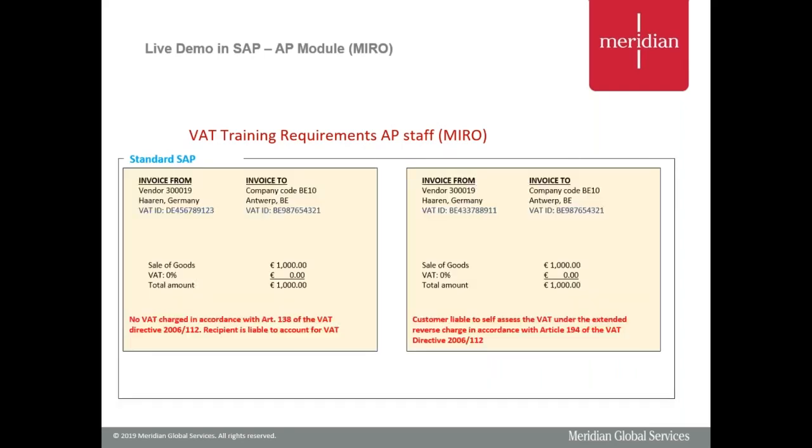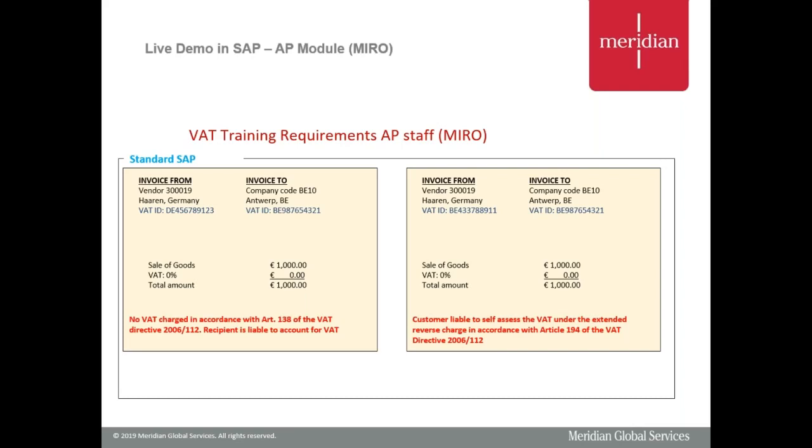So what can we see in practice when we think about the types of invoices that come into our business? You'll see here I've got 2 basic invoices, one on the left and one on the right. And in both cases, my vendor is the same German vendor, selling to my company code in Belgium. The sale of goods is the same on both, €1,000 with a VAT rate of 0%. When we look at these invoices straight up without too much knowledge of VAT, it's difficult to understand that these have completely different VAT treatment.